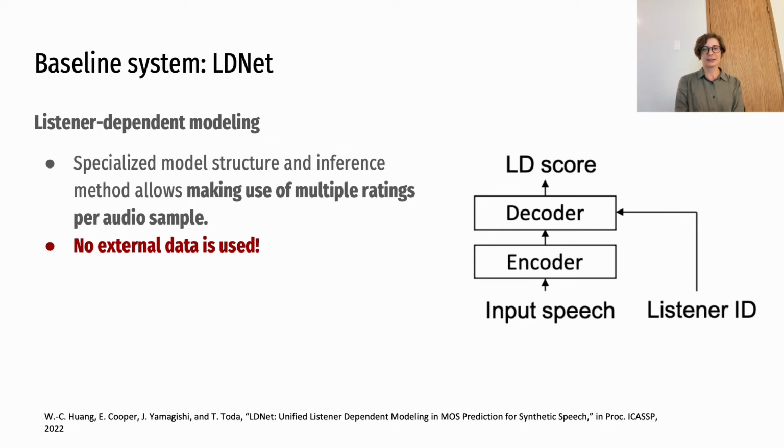Our third baseline is LDNet. For our previous 2 baselines, the 8 ratings per utterance are averaged together for training. LDNet has a specialized structure that can actually make use of the multiple ratings per utterance, which effectively gives you 8 times more training data. No external data, like pre-trained SSL, is used.